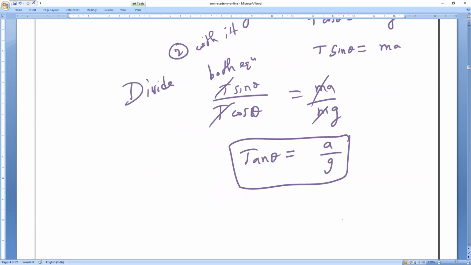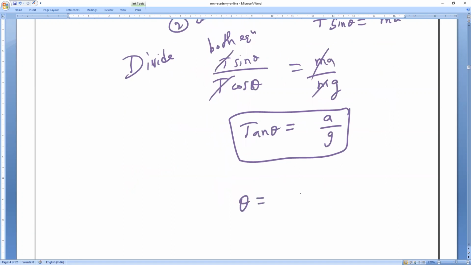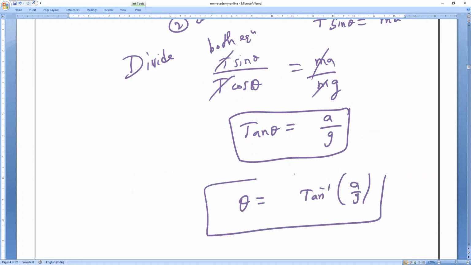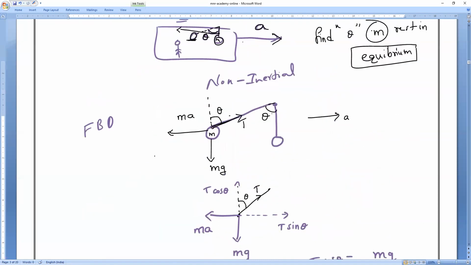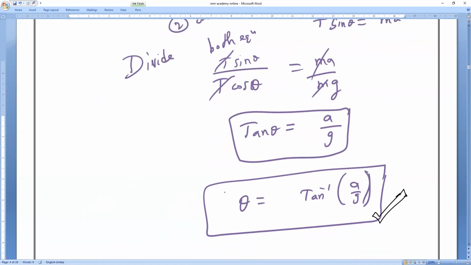So theta equals tan inverse of a by g. This is how to calculate theta when you are in a non-inertial frame. Do you all understand, everybody? By considering the pseudo force, we have to calculate it. This is how we calculate the pseudo force. Understand the importance of pseudo force while calculating the tension or theta.